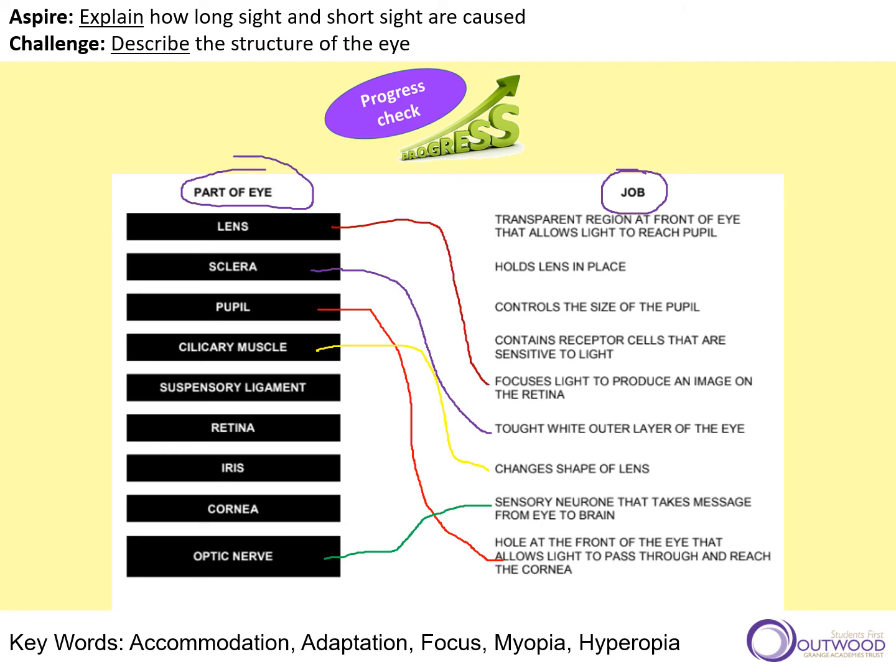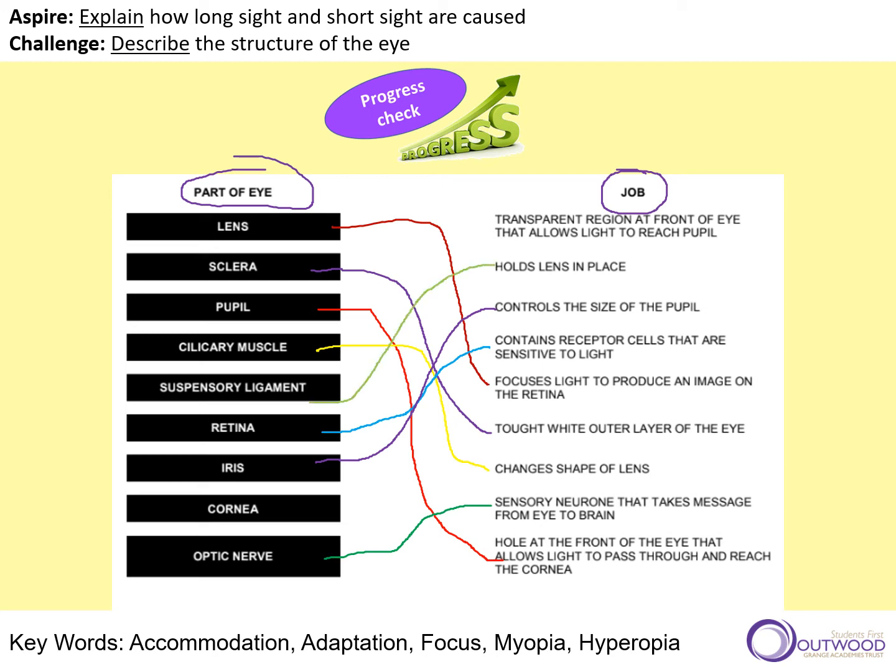Contains receptor cells that are sensitive to light. Now that's at the back, so that would be your retina. So that one will be that one. And then you've got controls the size of the pupil. That would be your iris. So controls size of the pupil would be your iris. Holds the lens in place. That would be your suspensory ligaments.